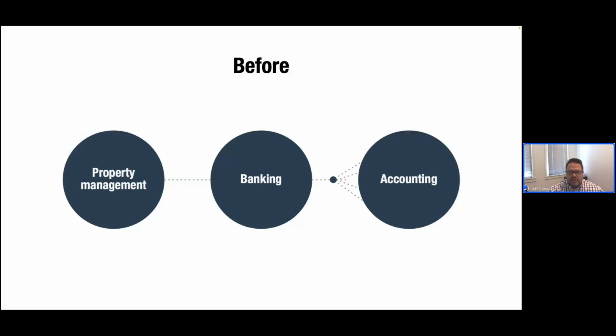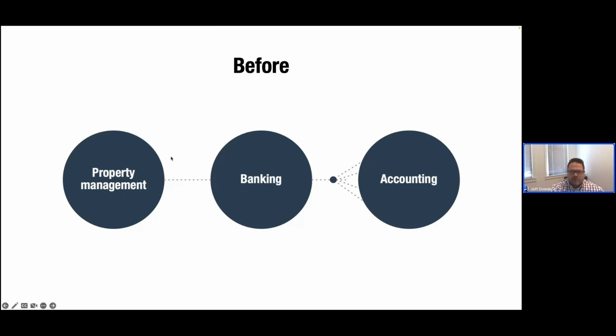Now, typically, most property managers have a system like this. They have a property management software, they have a banking environment, and then they possibly have an accounting software, or they're creating those statements individually inside their business. And these three distinct bubbles are very separated and only connected through somebody in your business making those connections.